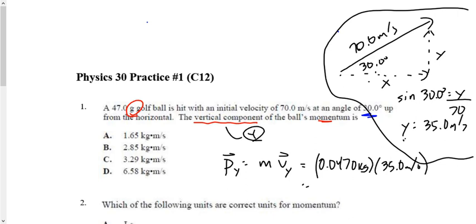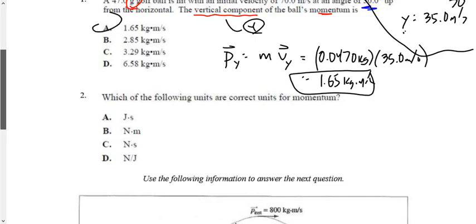And when we do that, we end up getting 1.65 kilograms meters per second. So the answer for that ends up being A, of course.